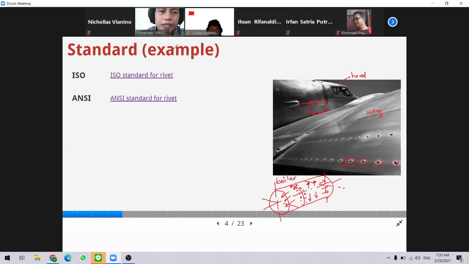So for the standard, just like we discussed in our previous meeting, we have many standards that can be followed. Okay. ISO and ANSI are only two existing standards for rivet joint.